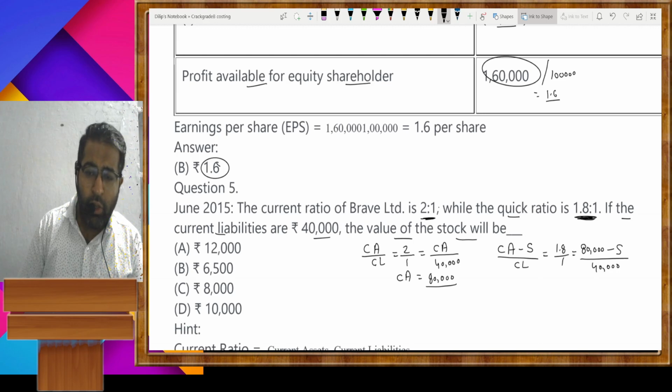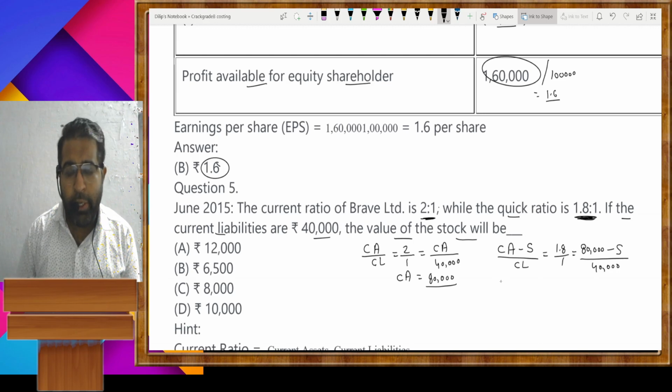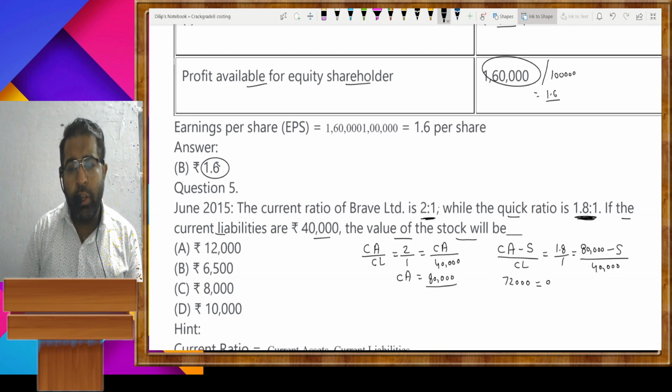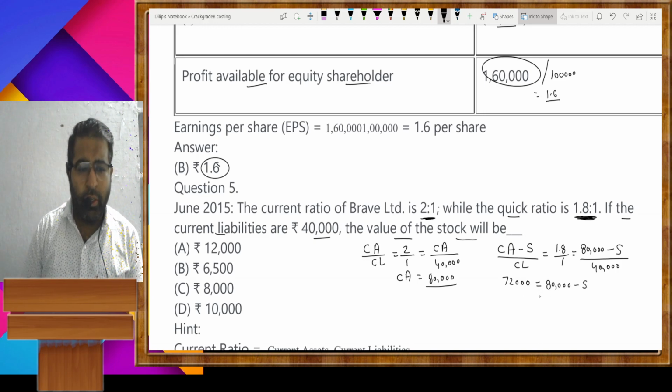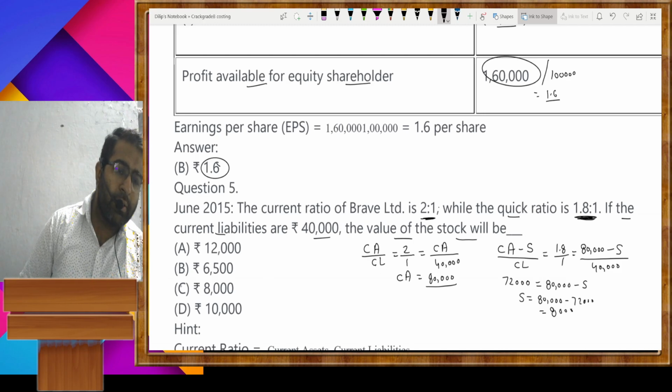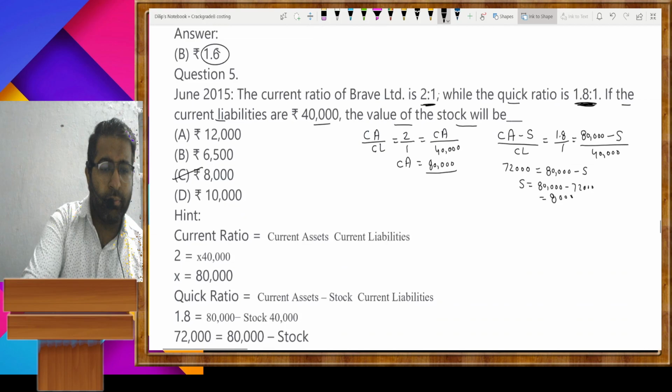Just cross multiply. 40,000 multiplied by 1.8 is 72,000, equals 80,000 minus stock. Stock is 80,000 minus 72,000, that is 8,000. So answer is 8,000.